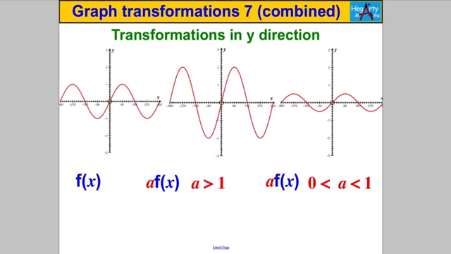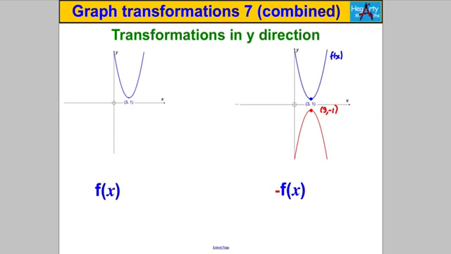Let's think of another one we've learned. If you are working out a multiplied by f of x, and a is a number bigger than 1, it stretches the graph in the y direction by a factor of a. If you were to work out af of x and a was between 0 and 1, it's a squash in the y direction by a factor of a. And the last one in the y direction: negative f of x reflects the graph in the x-axis, or you can think of it as multiplying the y numbers by negative 1.